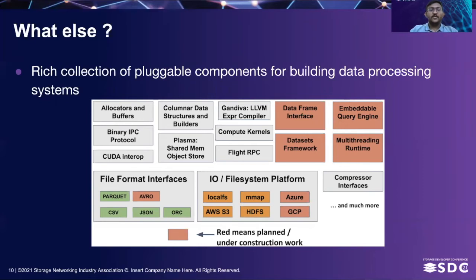Apache Arrow can also work with different file format interfaces like Parquet, Avro, CSV, JSON, ORC, which are the most common in the data processing landscape. It can read data from different file systems apart from local file systems, like HDFS, S3, Azure, GCP, all the cloud file systems. We use several of these embeddable components from Apache Arrow for building Skyhook.